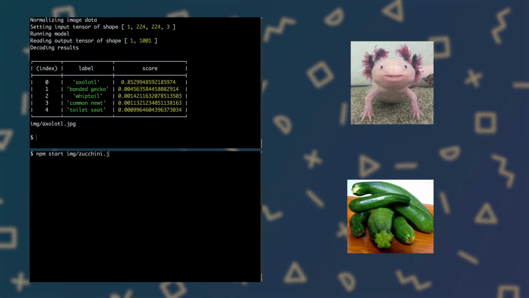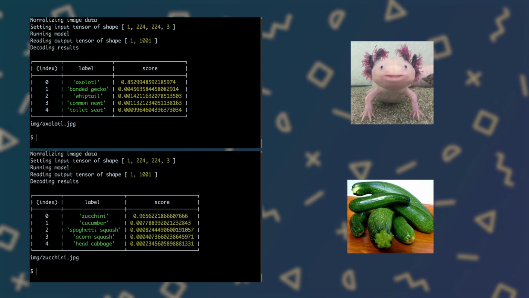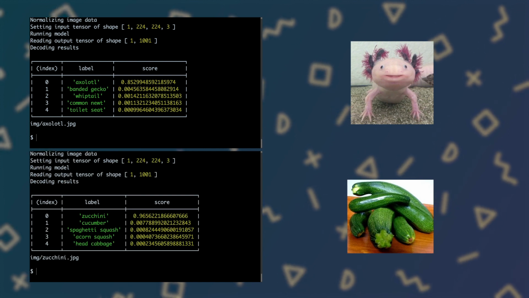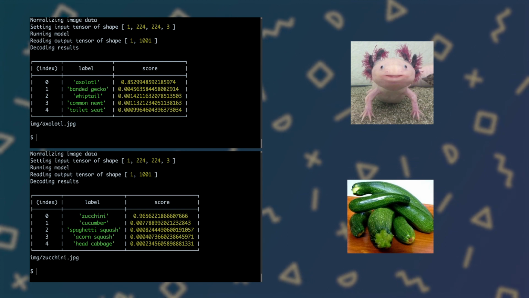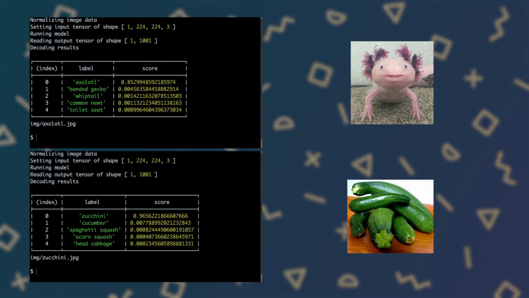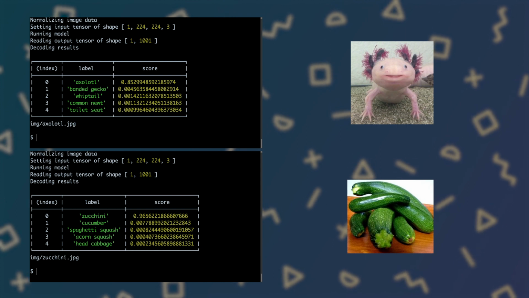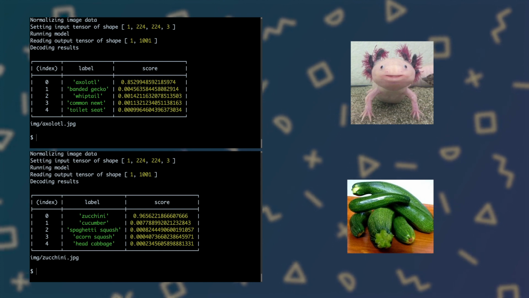We enter the command and presto, results. The model is 85.3% sure that that's an axolotl and 96.6% sure that the other thing is a zucchini. And the second place guesses are pretty good too. 0.5% for a banded gecko and 0.8% for a cucumber. Although fifth place being a toilet seat for the axolotl is a bit weird.